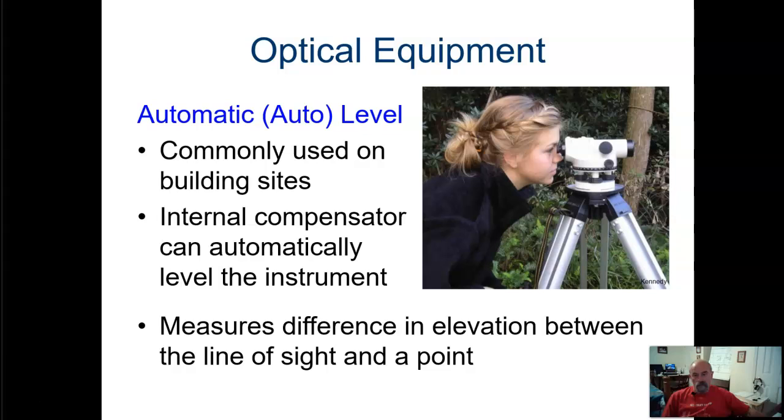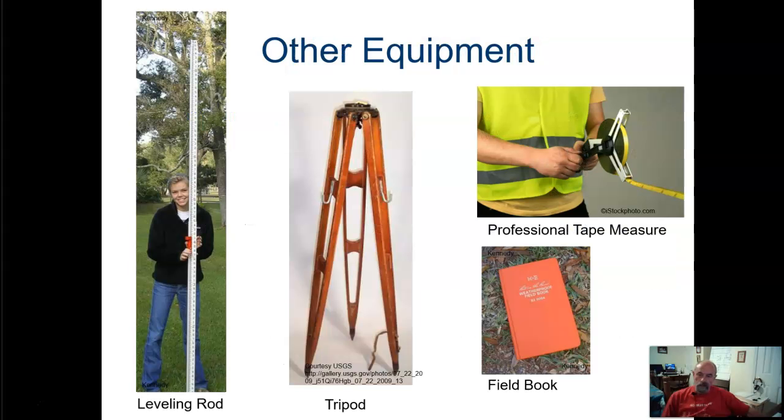Automatic auto level, commonly used on building sites because it's easier to set up and use. It has an internal compensator that can automatically level the instrument. It measures the difference in elevation between the line of sight and a point. Other equipment, the leveling rod, a huge ruler, nothing more.